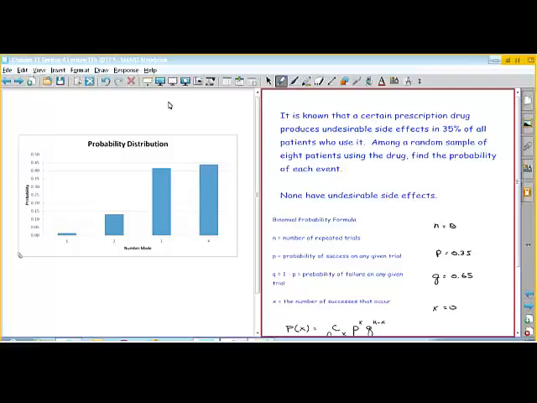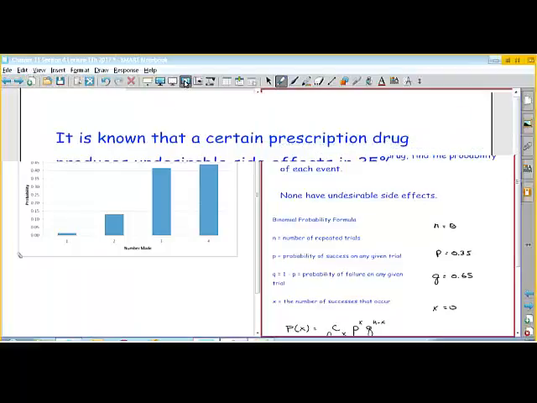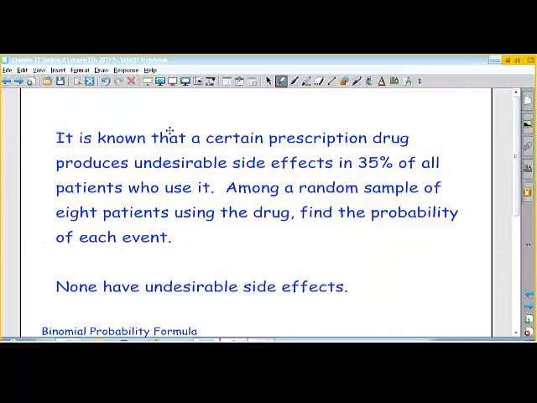The last problem we're going to do here in this section is this one. It's in your book. I don't remember what number it is, but it says it is known that a certain number of prescription drugs produce undesirable side effects in 35% of all patients who use them. Among a random sample of 8 patients using the drug, find the probability of each event. So the first one is that none have the undesirable side effect.